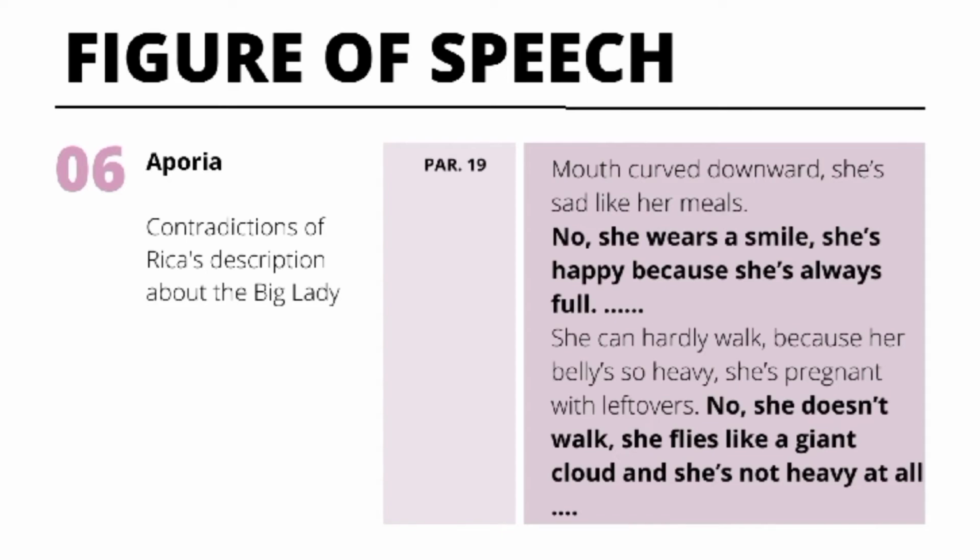Rika here is confronted with confusing thoughts, and aporia in the text is when Rika contradicts her initial opinion about the big lady. Like in the first sentence, she tells herself that big lady is sad like her meals, but afterwards she takes it back and says big lady is happy because she is full. This causes uncertainty and makes readers discover the certainty through subsequent statements of the speaker.